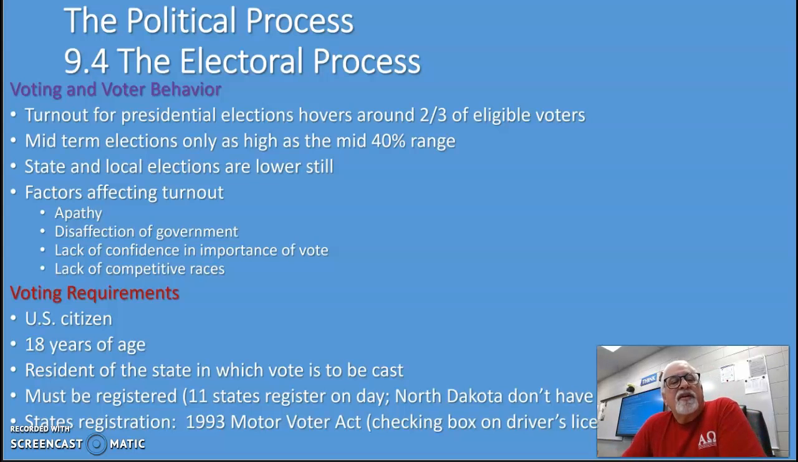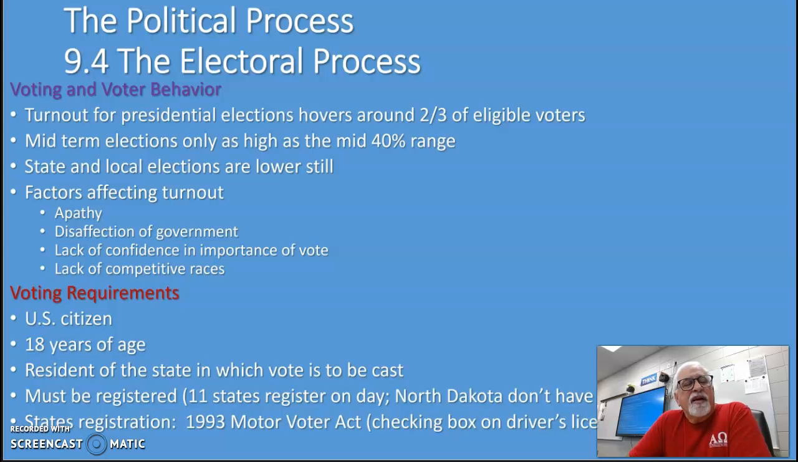Voting and voter turnout. Voters turn out about 2/3, and that's a little bit high. I don't think it's quite that much for a general presidential election. Presidential elections are held every 4 years. Midterm elections only have about 40% of the electorate turn out, and state and local elections are lower still. Why is that? Because people can get enthused about the president, less so about Congress. And who cares about the county commissioners? But we need to be involved.